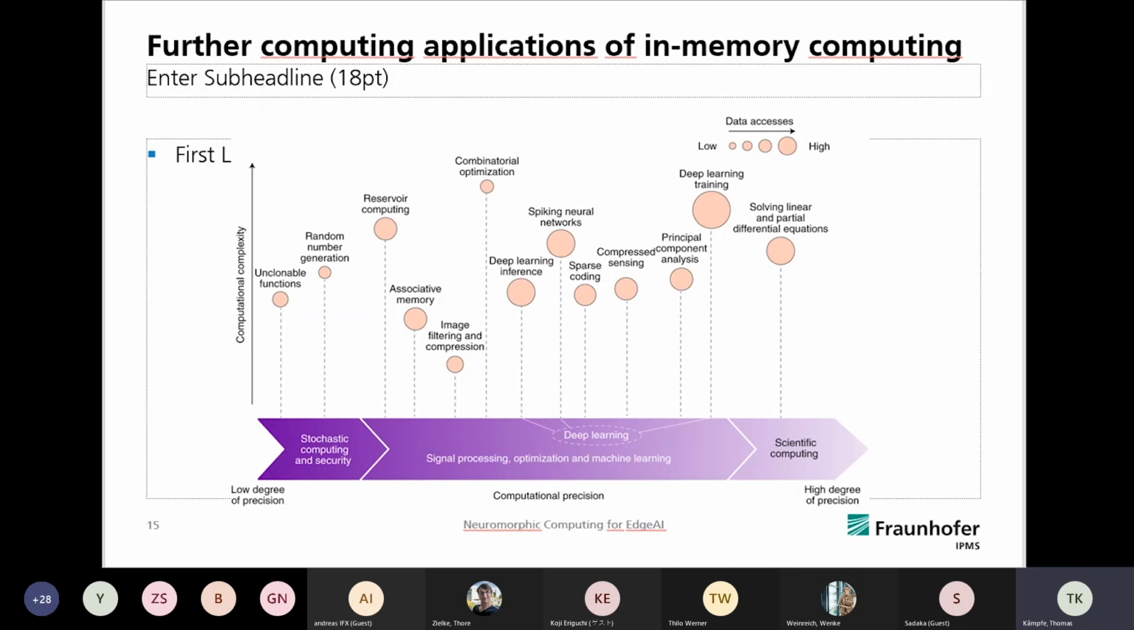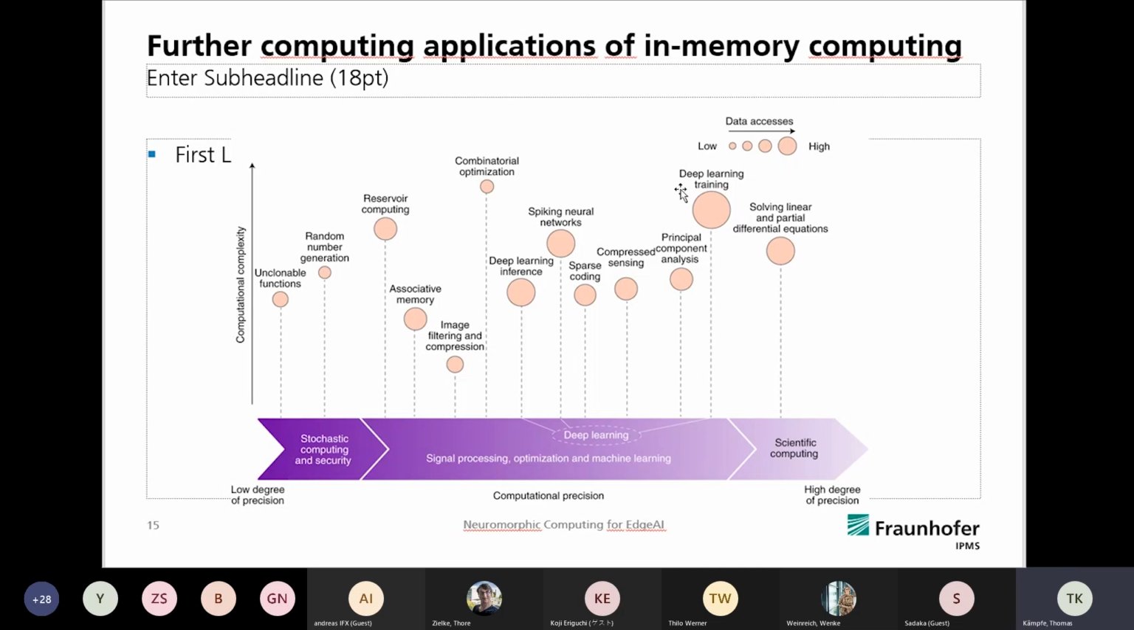So the computational primitives reviewed in the memory devices section have already been applied to a wide range of such application domains, ranging from scientific computing, so solving linear and partial differential equations, which require very high precision, to, on the other end, stochastic computing or security operations, which are enabled by very high imprecision or randomness. So a high-level overview of the main applications is given here.